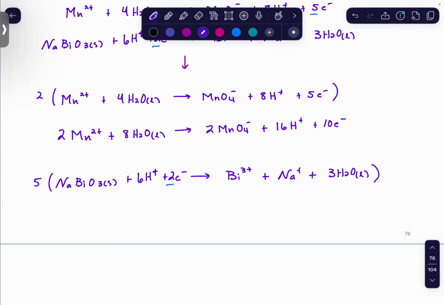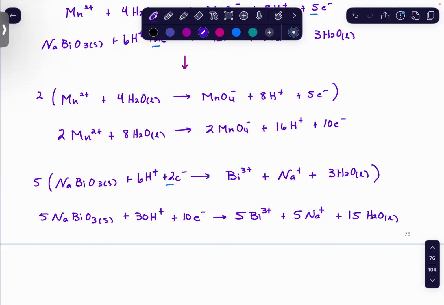And that's going to give me 5 of these, 30 protons, 10 electrons, 5 bismuth, 5 sodium, 15 water.